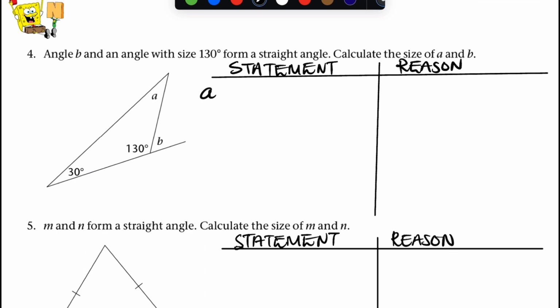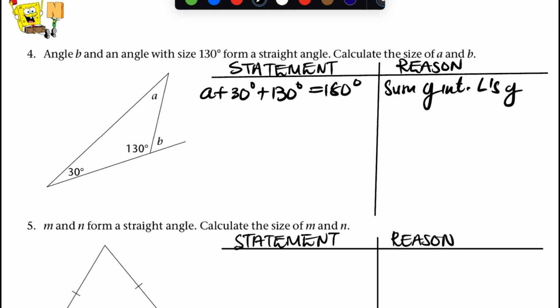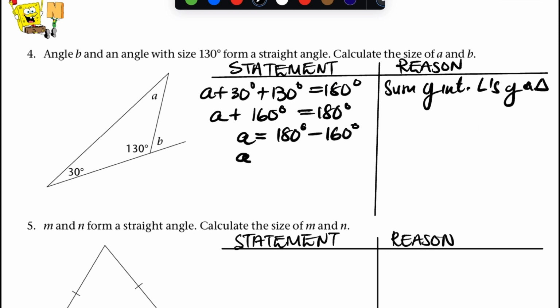Let's do that. So A plus 30 plus 130, they are equal to 180. The reason for that, we'll say it's the sum of interior angles of a triangle. So A plus 160 equal to 180. So A is equal to 180 minus 160. So your A is going to be 20. You can even tell by inspection: 130 plus 30 is 160, so that means that is 20. But by calculation, it has to be that.